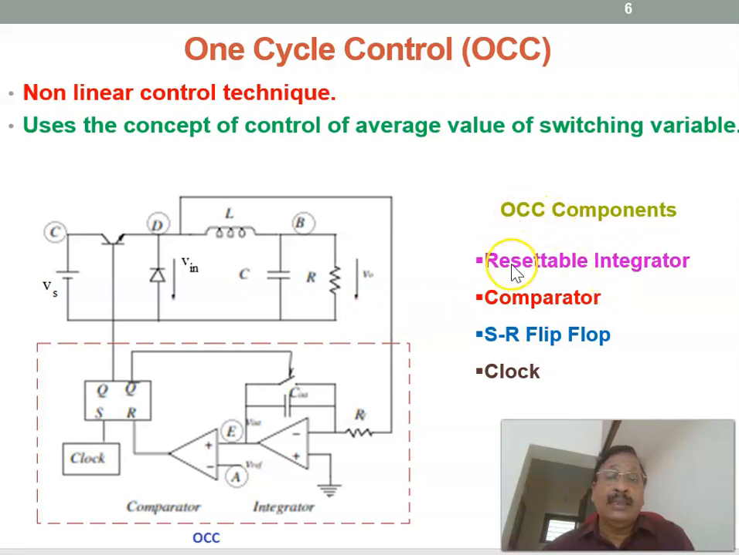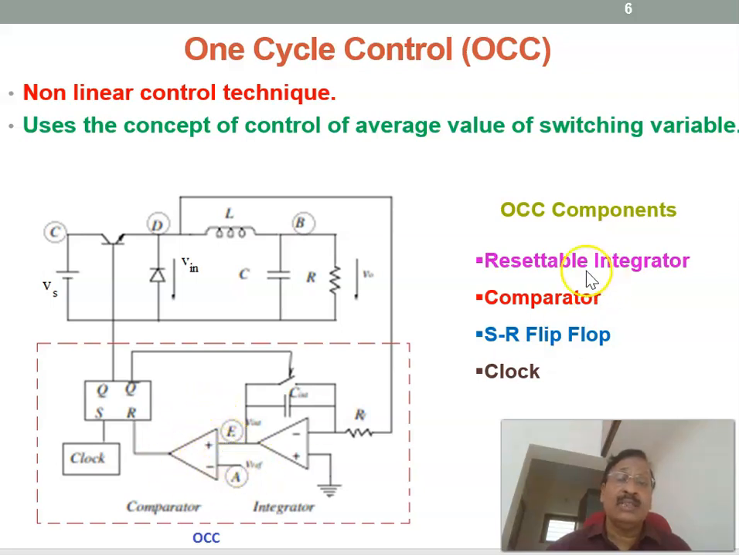For example, this is the OCC, the one cycle control block. There are 4 parts. One is called the resettable integrator. This is basically an integrator, shown as an op-amp based integrator, and it can be reset also. There is a switch across the capacitor so that when it is on, the integrator can be reset. Therefore, it is a resettable integrator. That's the first part. The second one is a comparator. The output of the integrator is given to the comparator, and another input is the reference voltage.